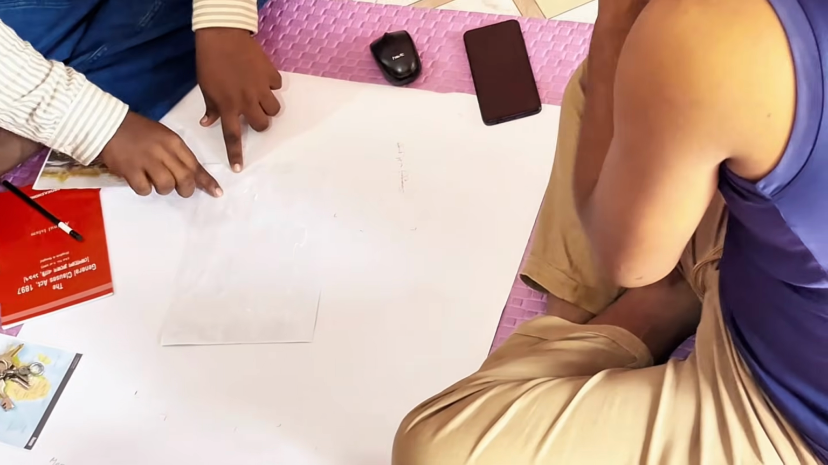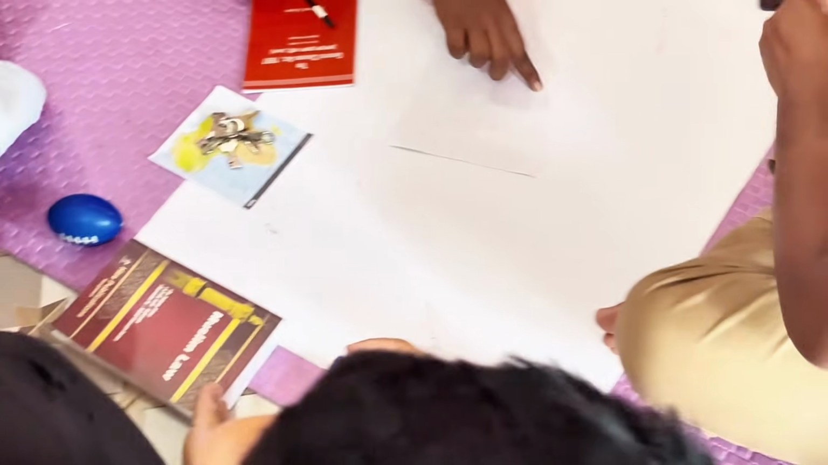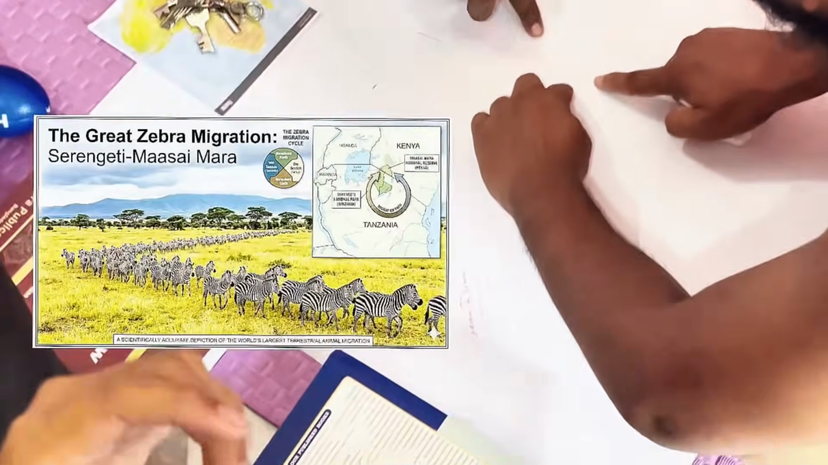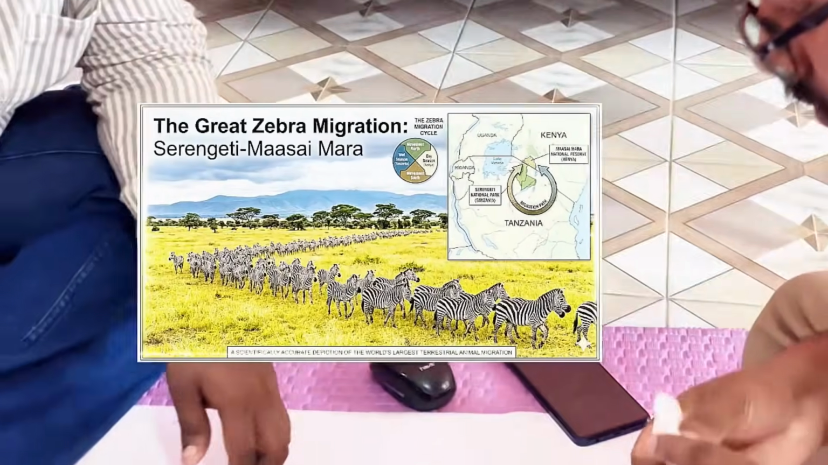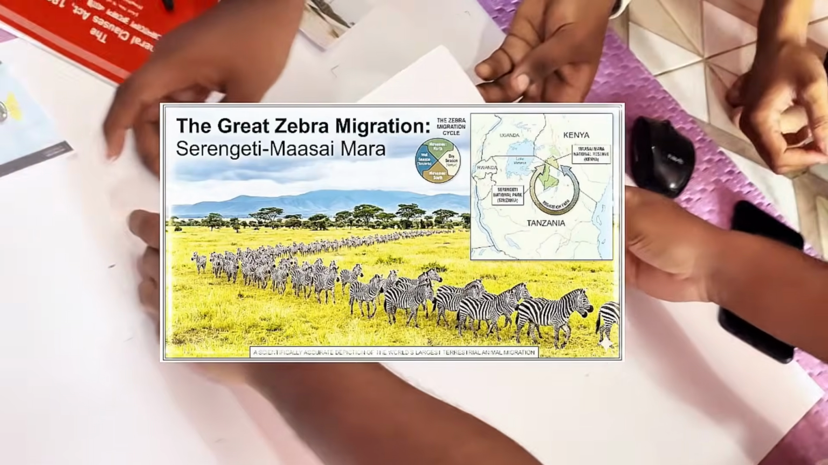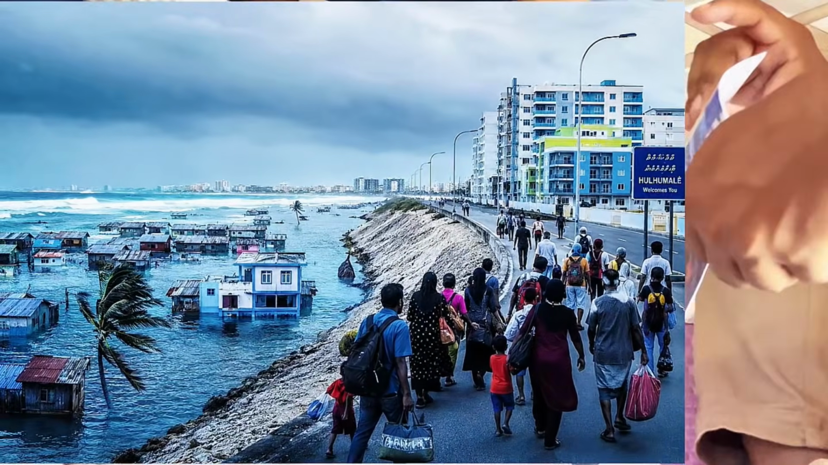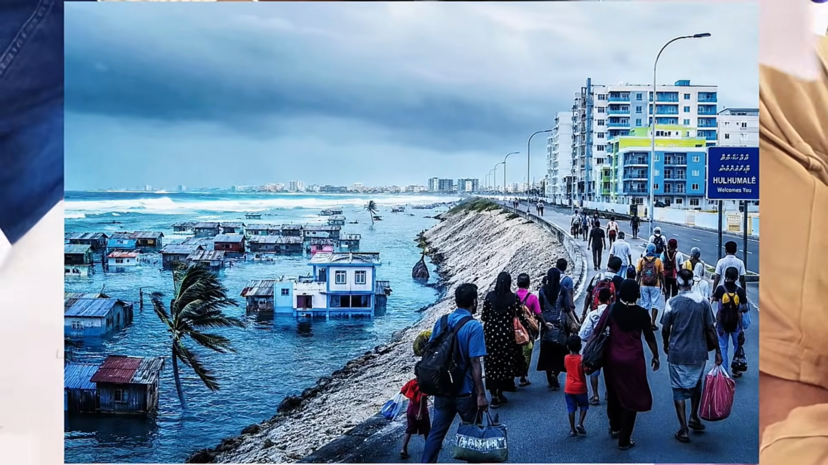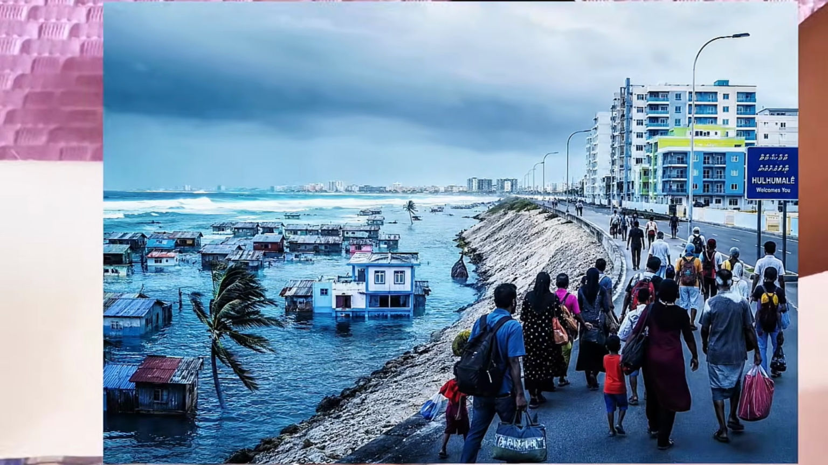Our main topic was climate migration, which means people and animals moving to a new place because of weather change. Animals like zebras move to find food when the weather gets too hot. Sea levels are rising, so people in the Maldives might need to move to a safer place like Hulhumale.